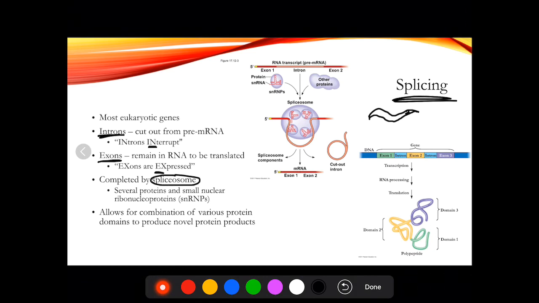This is done by an enzyme complex called the spliceosome. The small nuclear ribonucleoproteins, which you do not need to know the full name of, are just interesting because you know what scientists call them? Snurps.